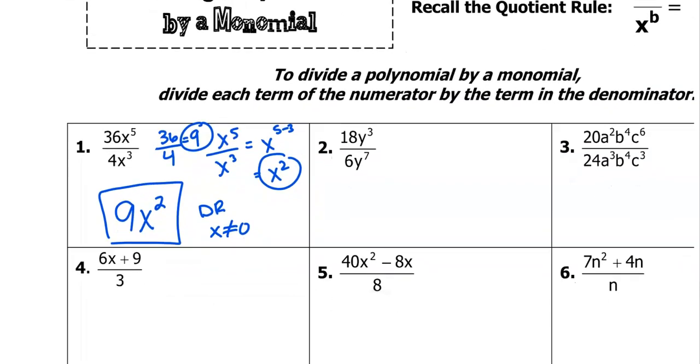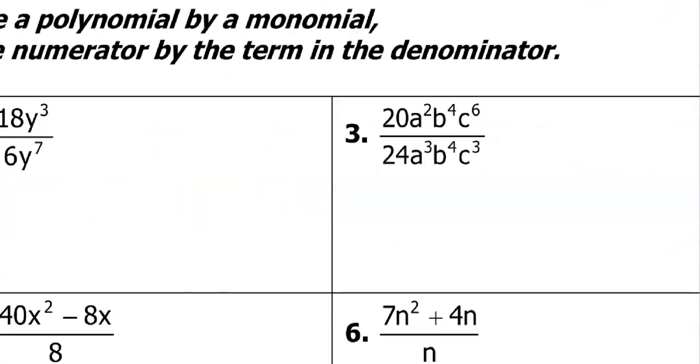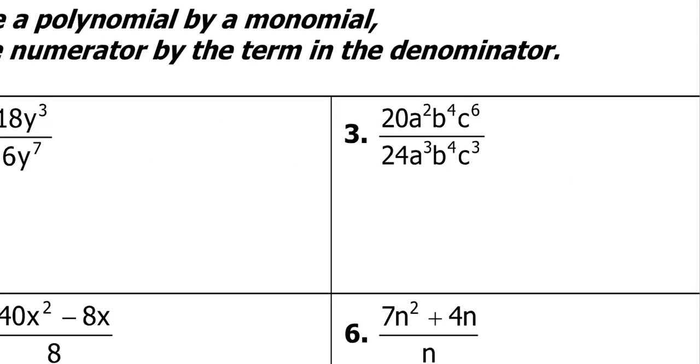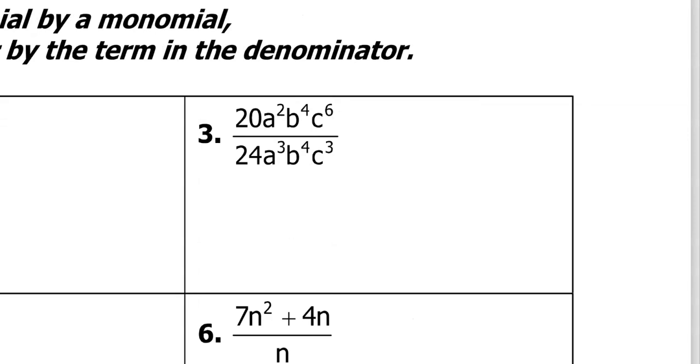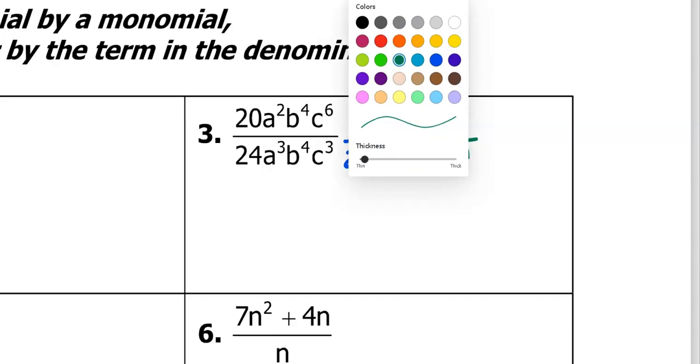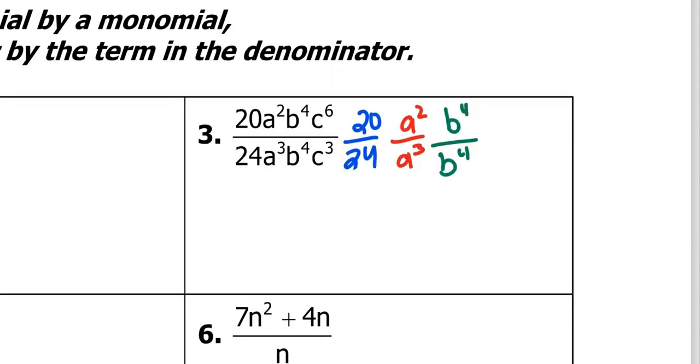All right, let's go over to number 3. A little bit more happening here, but we can still split them up. I'm going to split them up with 20 over 24, a2 over a3, b4 over b4, and c6 over c3. If you need to split them up, split them up. If you have different colored pens, you can do what I'm doing.